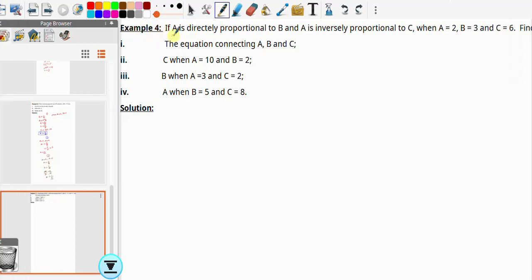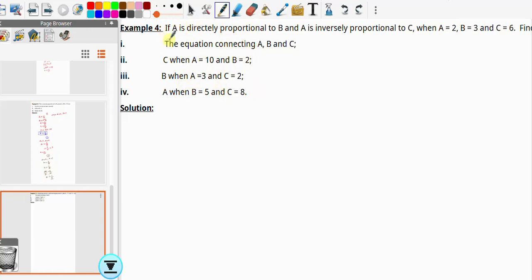This is the fourth example now. If A is directly proportional to B and A is inversely proportional to C, when A equal to 2, B equal 3 and C equal 6, find the relationship, which is the equation connecting A, B, and C, and C when A equal to 10 and B equal to 2, B when A equal 3 and C equal 2, and A when B equal 5 and C equal 8. This is the question now.